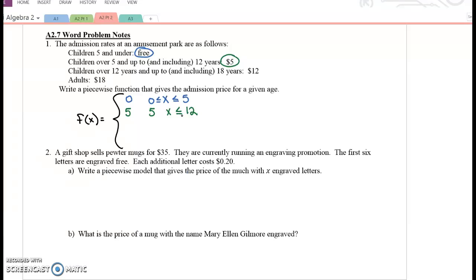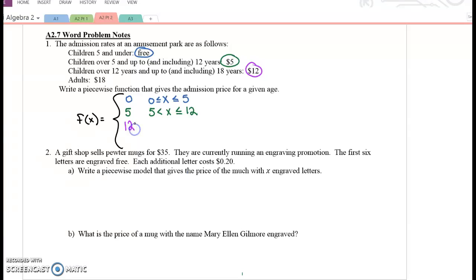X also needs to be bigger than 5. But think about the previous line. In the previous line, x could equal 5. In a piecewise function, you can't reuse an x value. So if 5 is used in that first subfunction, you can't use 5 in the second one. So this one needs to be just plain less than. If a kid is exactly 5 years old, they pay 0. If they're more than 5 years old, then they pay $5. So that second subfunction can't include 5. Okay, what's the next value?